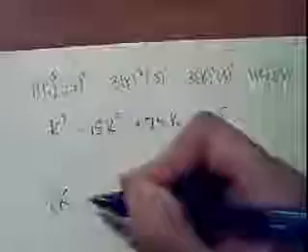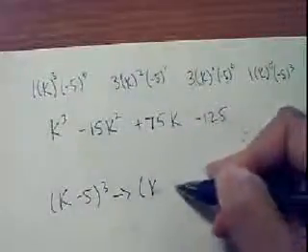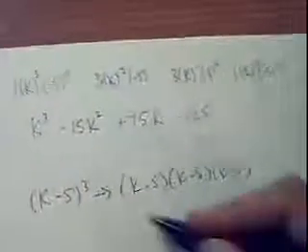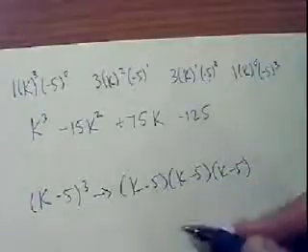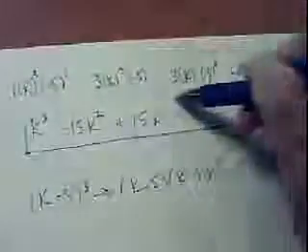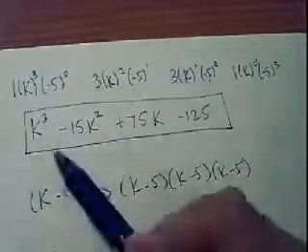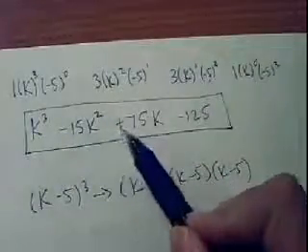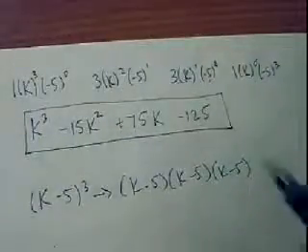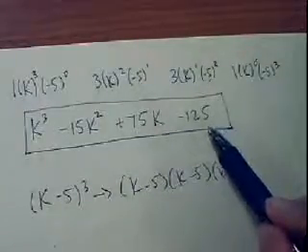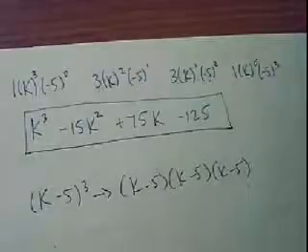So, k minus 5 to the third. Again, you could go through and say k minus 5, k minus 5, k minus 5, FOIL all of these together, and simplify your answer. Or you can use this pattern, and it does give you a little bit of a shortcut. So the answer for this one would be k to the third minus 15k squared plus 75k minus 125. Okay, let's look at a second example.